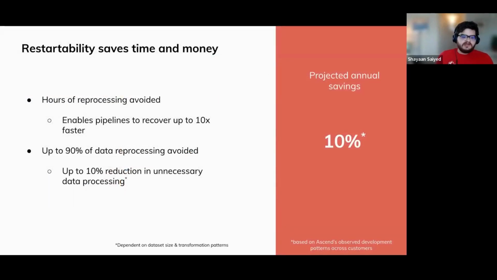So to recap, when you have restartability in your data pipelines with checkpointing of data and automatic retries, your pipelines will recover from failures about 10 times faster, and you could see annual savings of about 10%.